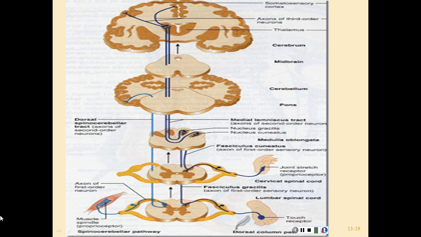Okay, so here I do have a spinocerebellar pathway. Here's our first order of neurons, which is going to synapse with the second order in the posterior horn. It heads up, it decussates, and it's supposed to decussate again in the cerebellum.